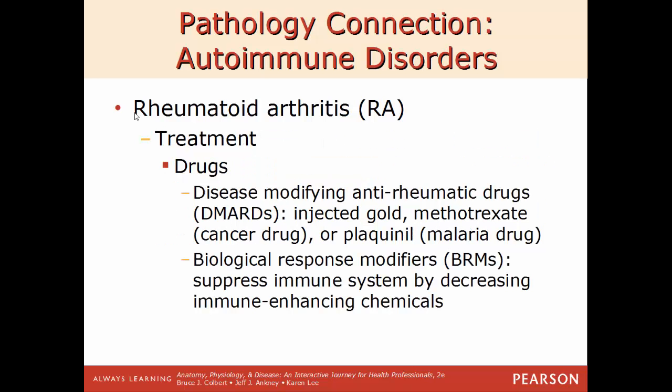Treatments for RA can involve certain drugs: anti-rheumatic drugs, injected gold, methotrexate, which is a drug often used to treat cancers, and Plaquenil, which is a malaria drug. You can have biological response modifiers, BRM. These will suppress your immune system by decreasing the immune-enhancing chemicals. When you decrease the immune system, you are decreasing how aggressive the autoimmune attacks are on the joint.